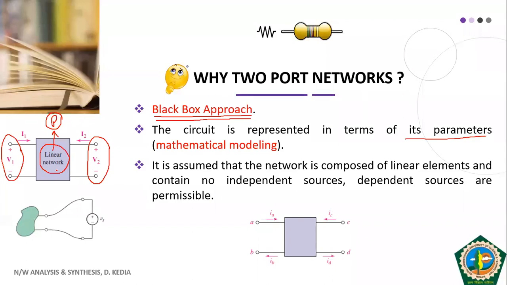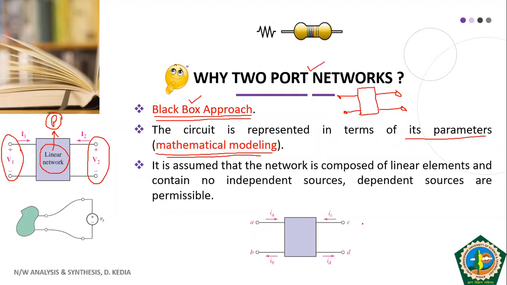In that case, our linear network is a kind of black box where we have only a pair of terminals where we will be applying input and will be able to observe output. That's it. So whenever we want to represent our electric network mathematically, or we want to give a mathematical model to our circuit, then two port network is one such technique. Okay, so we can analyze our circuit mathematically if we use the two port network approach.